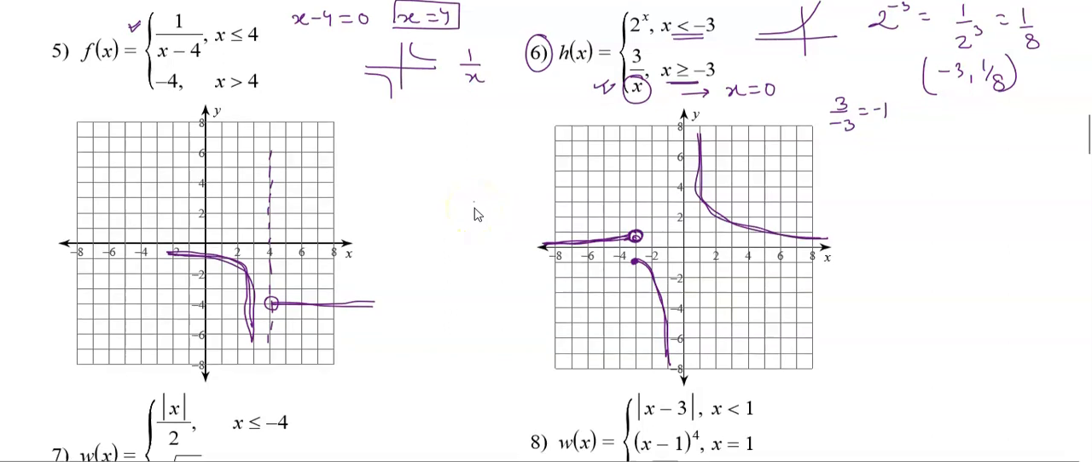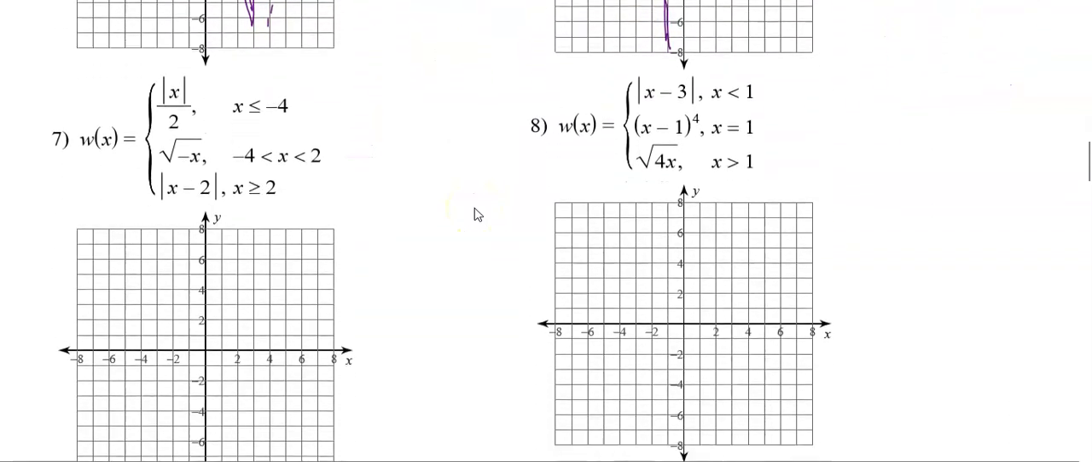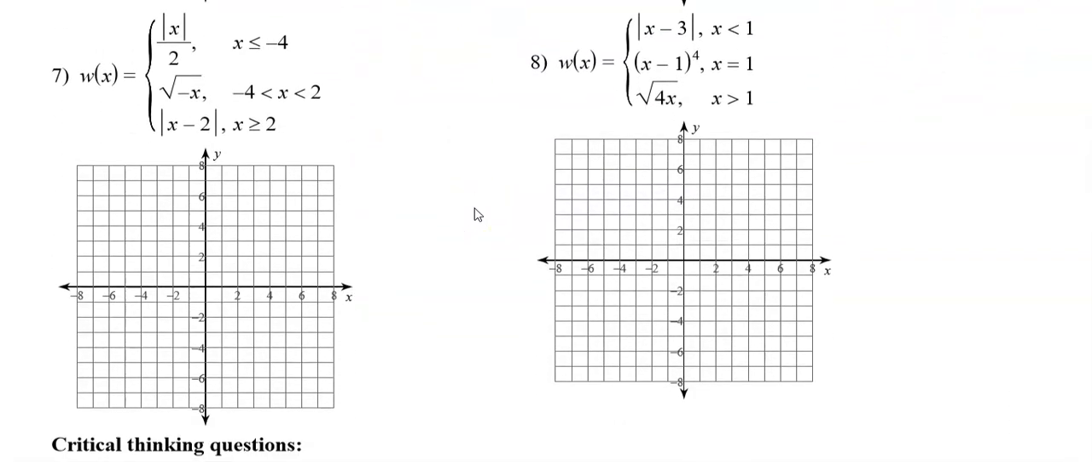Have a look at question number 7. Question number 7 is again an absolute value function with a minor change. First of all, let's find the y value. At x equals negative 4, when we put in the absolute value of negative 4 over 2, it would be just 4 over 2, which will be 2. So the point is basically negative 4 comma 2. Negative 4 comma 2 is a dark point because x touches negative 4.